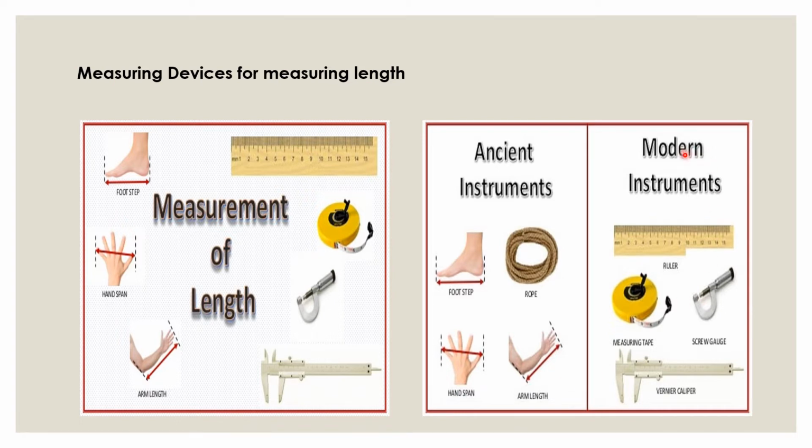Now, in modern instruments, we have the ruler. Okay, this is the measuring tape, the screw gauge, and the vernier caliper. So it's modern instrument. We are using it now.